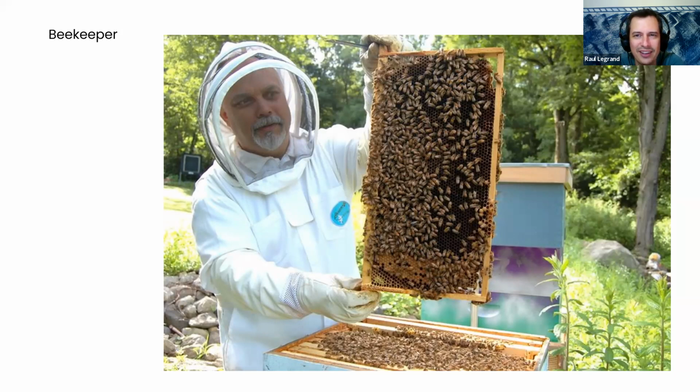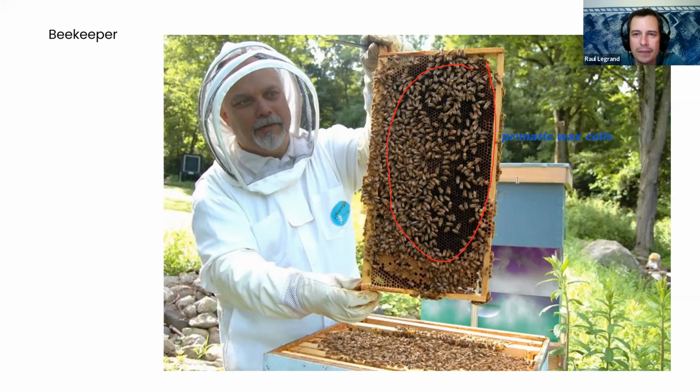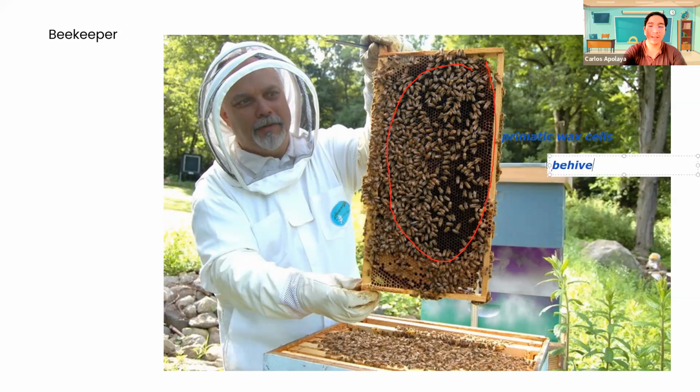Gosh, I forgot the word. The honeycomb, right? You know that there are a lot of prismatic wax cells. Remember, this is not a colony, right? Because they don't have what? They're not in the tree. What was the name? The bee queen. And they don't have a beehive, yes, of course. Beehive.